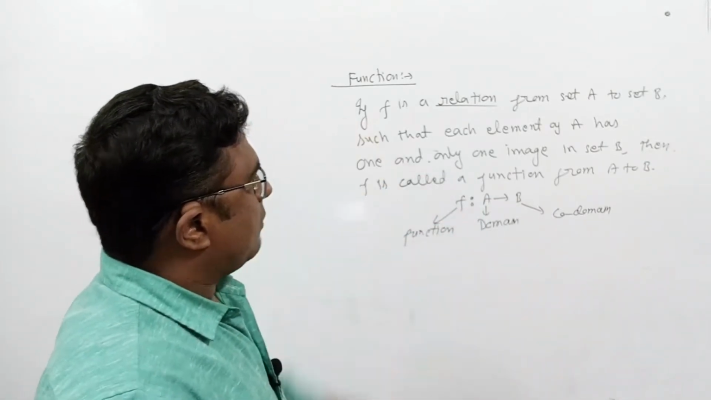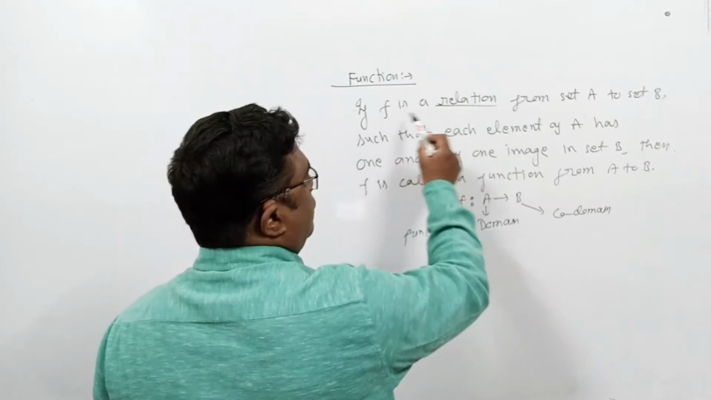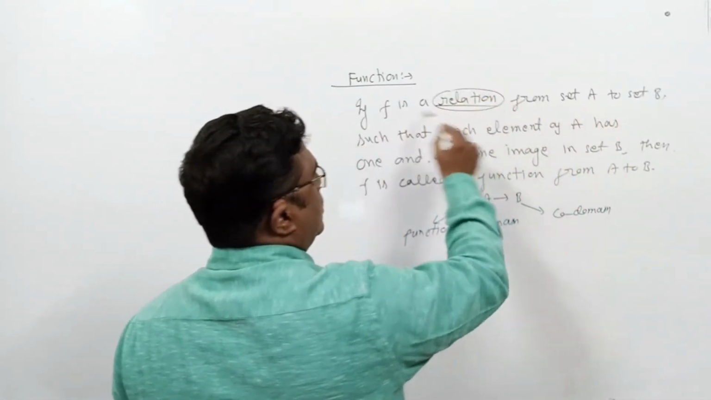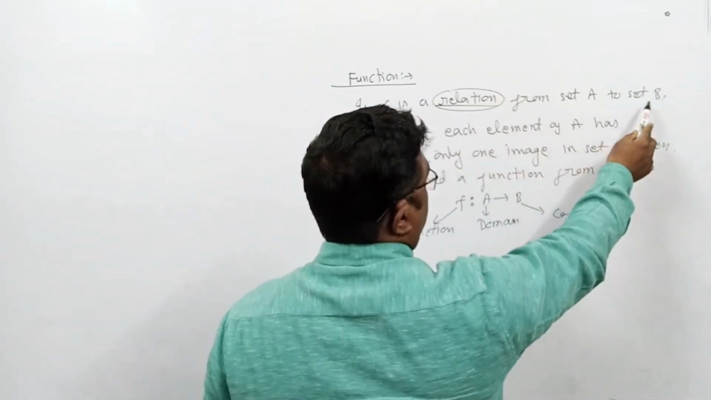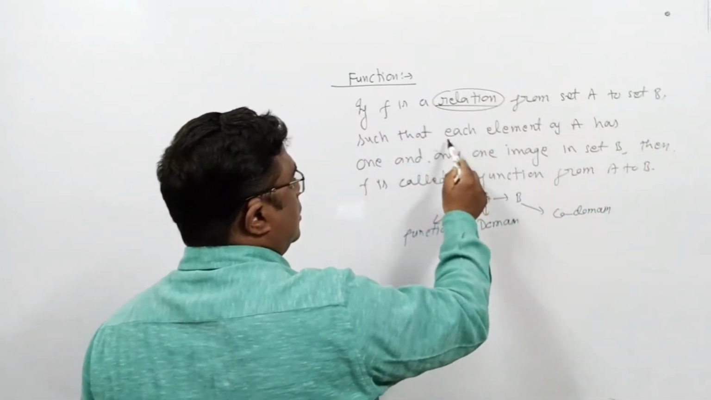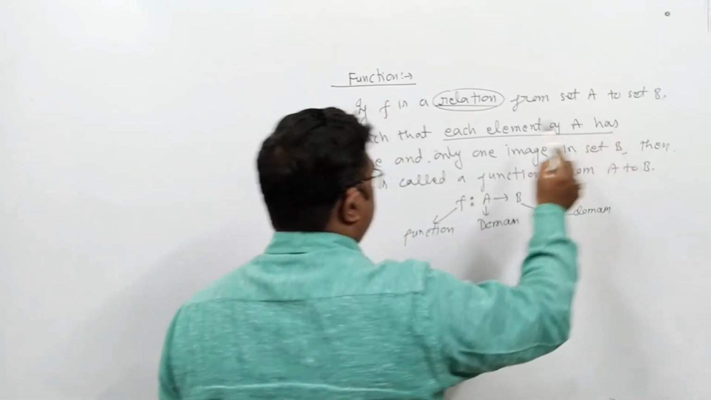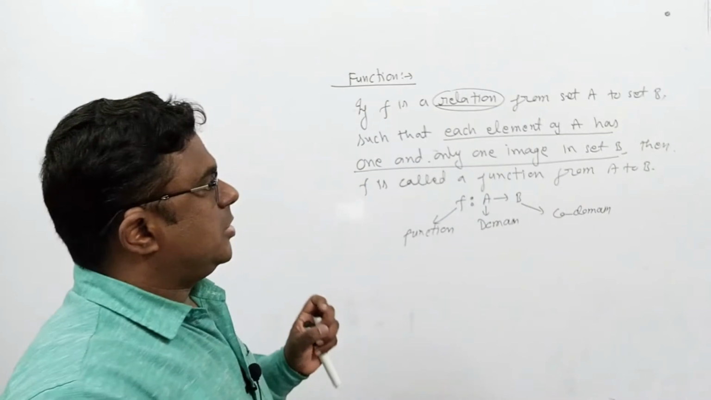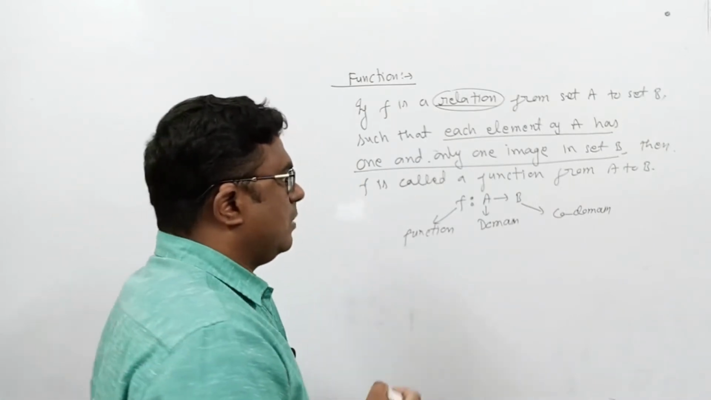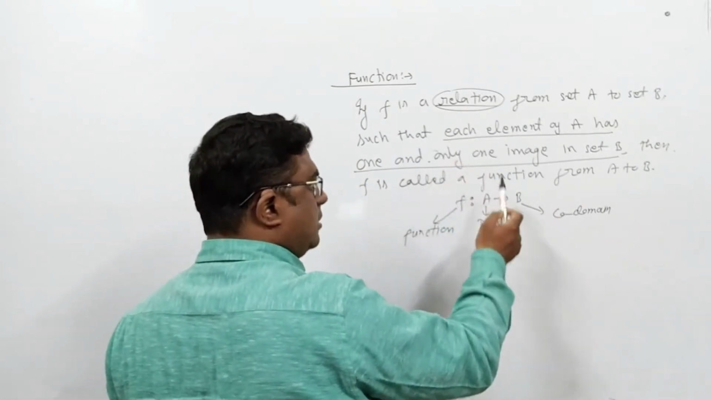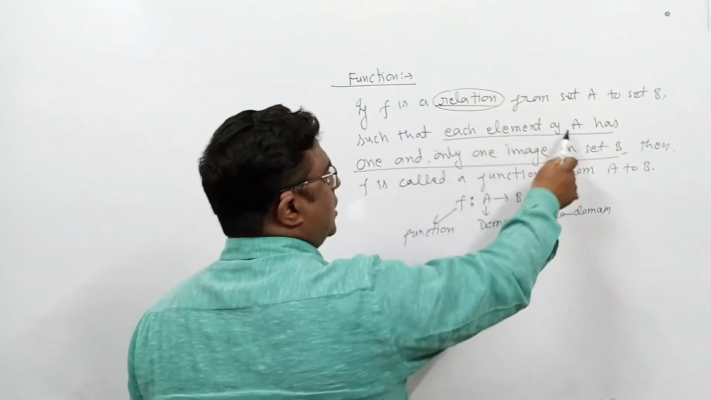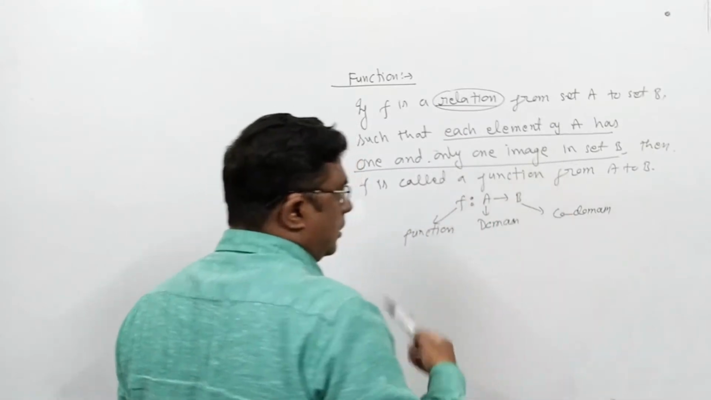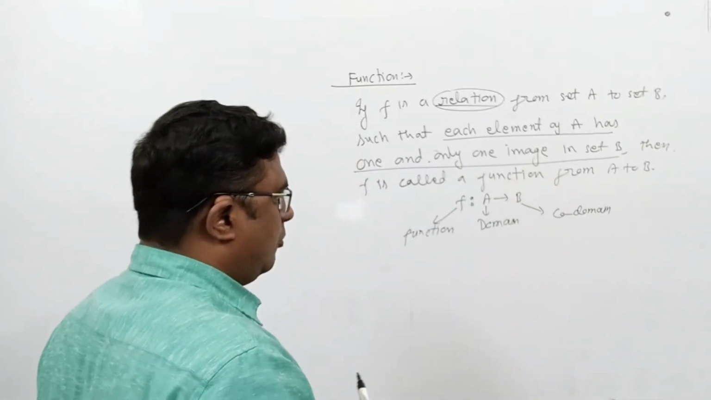Now let us see the definition again. f is a relation from set A to set B. Relation, this topic we have already studied. So if f is a relation from A to B such that each element of set A has one and only one image in set B. This is the most important part of this definition. In this, we are saying that each and every element of set A must have one and only one image in set B. Let us understand this concept with the help of some examples.